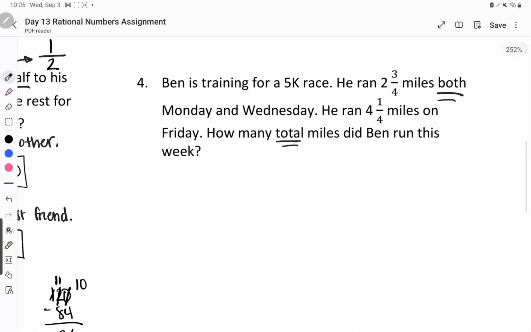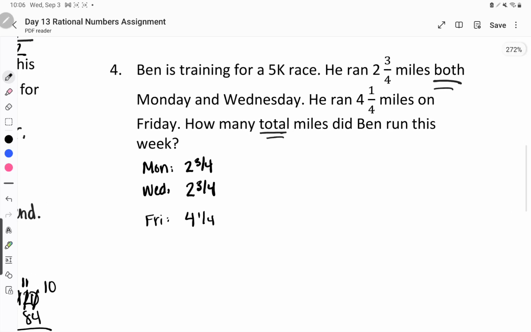Ben is training for a 5K race. He ran 2 3/4 miles both Monday and Wednesday. He ran 1 1/4 mile on Friday. How many total miles did Ben run this week? So how do we figure out the total of how many miles he ran this week? We add it all together. So we have 2 3/4 plus 2 3/4 plus 1 1/4.